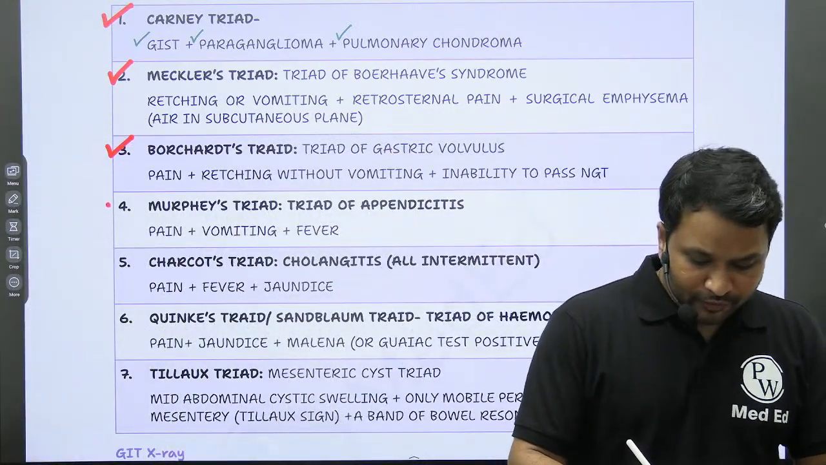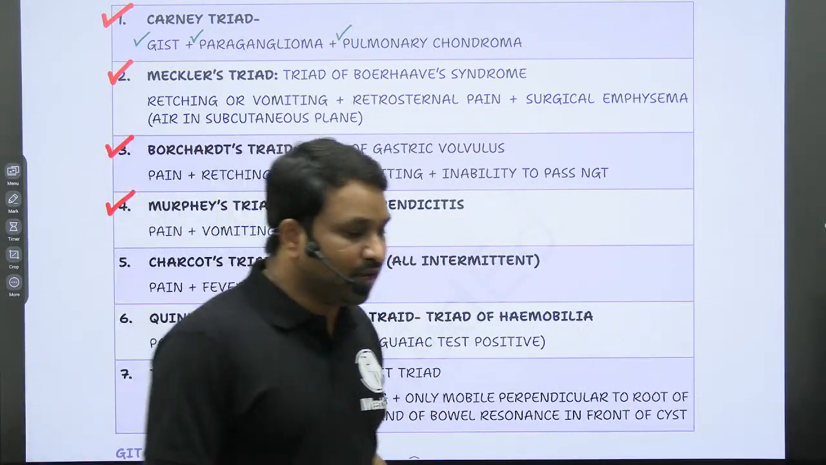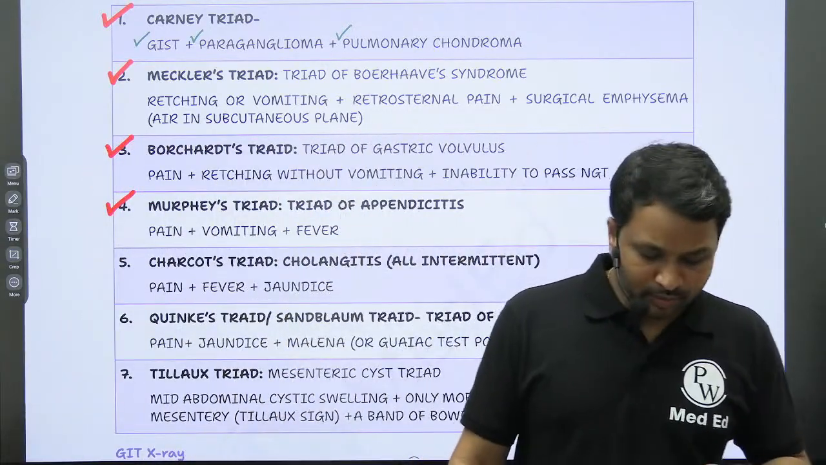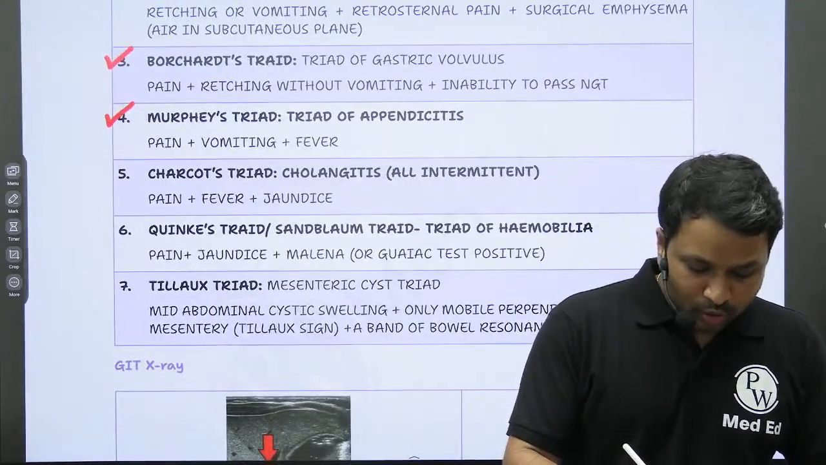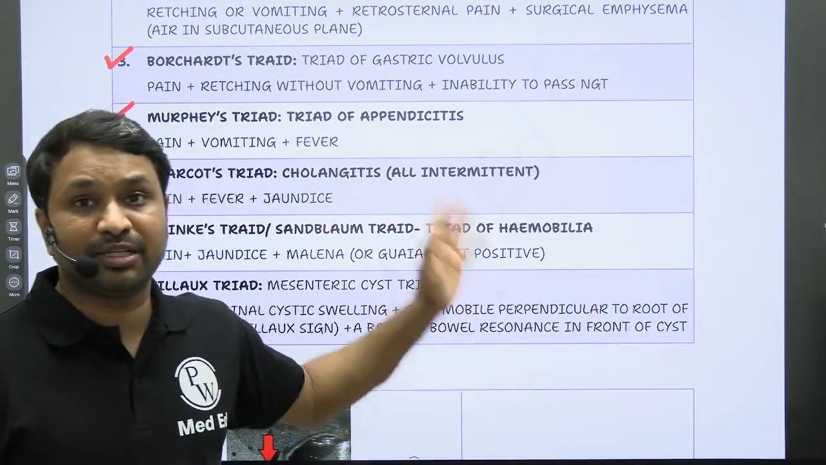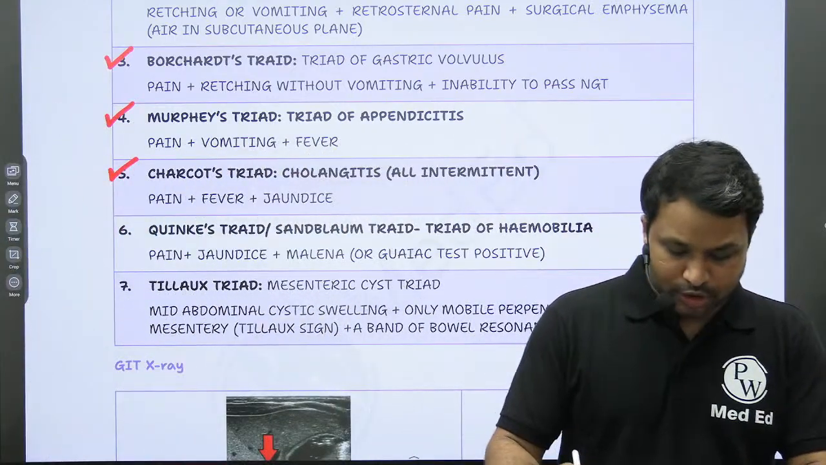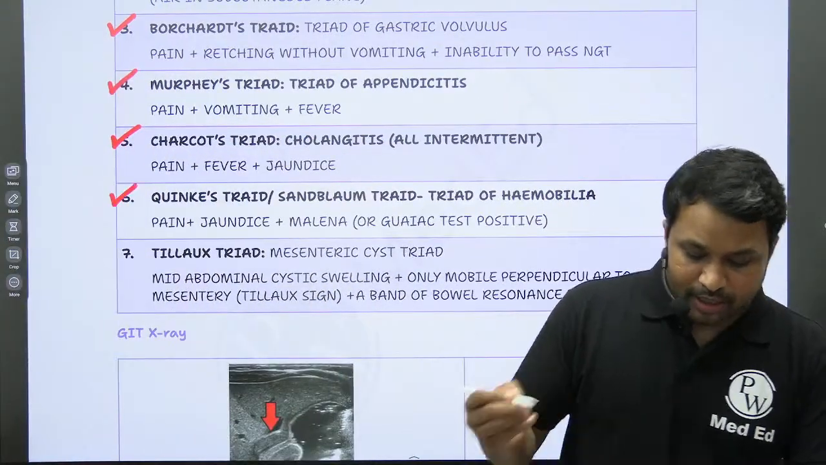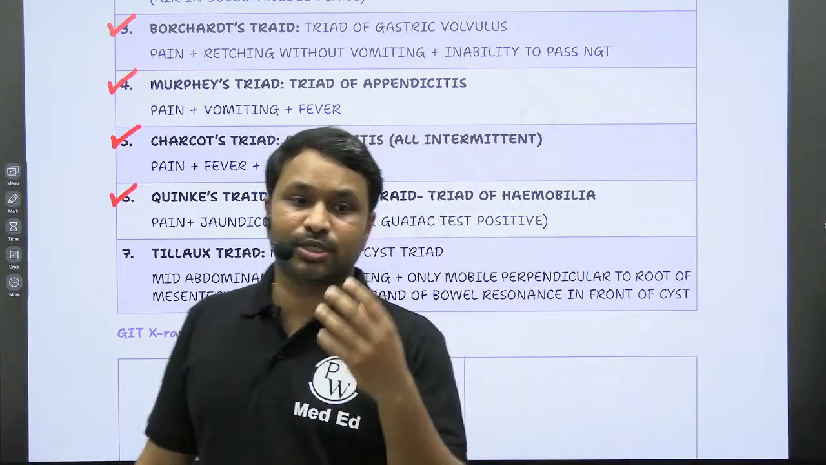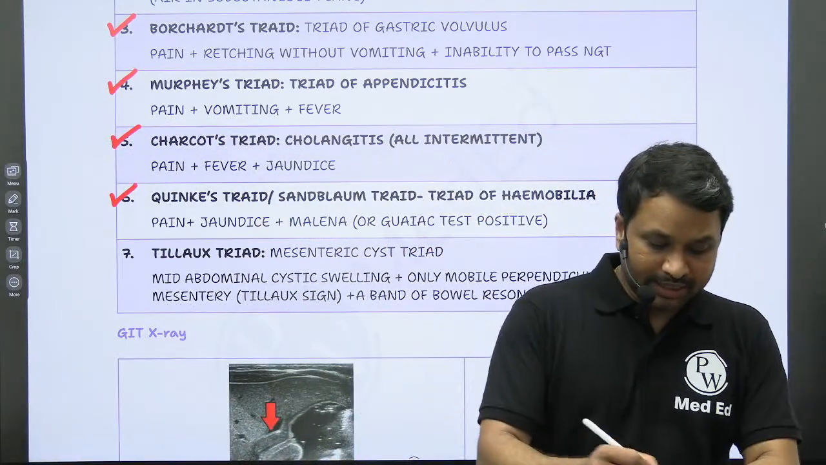Then you have your Murphy's triad with appendicitis, that is going to be pain, vomiting, and fever. And remember, rebound tenderness is one of the most reliable findings that you have. Charcot's triad is seen in your cholangitis. All of them will be intermittent feature, that is pain, fever, and jaundice. All of them are intermittent, and that is your Charcot's triad. Then you have the Quincke's triad, or also called as the Sandblom's triad, which is the triad for hemobilia. Pain, jaundice, and melena.